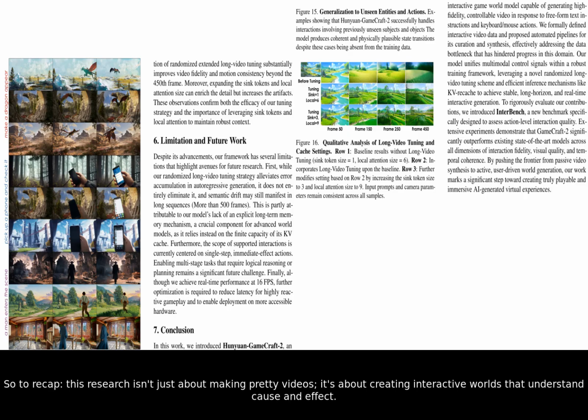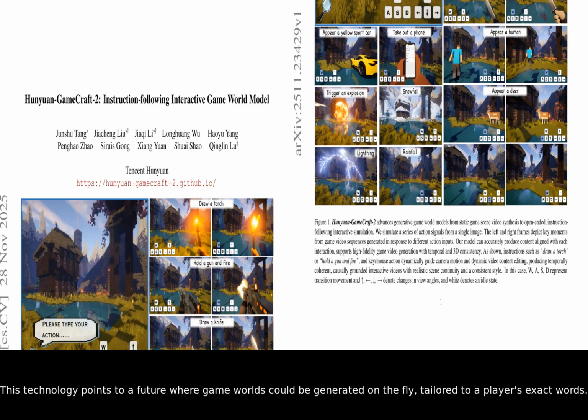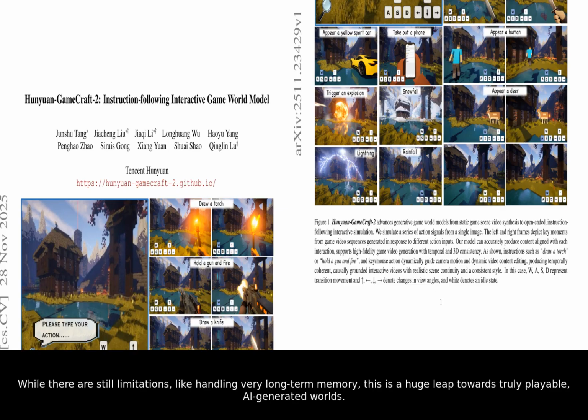So to recap, this research isn't just about making pretty videos, it's about creating interactive worlds that understand cause and effect. The key breakthroughs were in creating and defining interactive data, building a model that understands user commands, and developing a new way to measure success. This technology points to a future where game worlds could be generated on the fly, tailored to a player's exact words. It could revolutionize not just gaming, but also training simulations and creative tools for artists. While there are still limitations, like handling very long-term memory, this is a huge leap towards truly playable, AI-generated worlds.